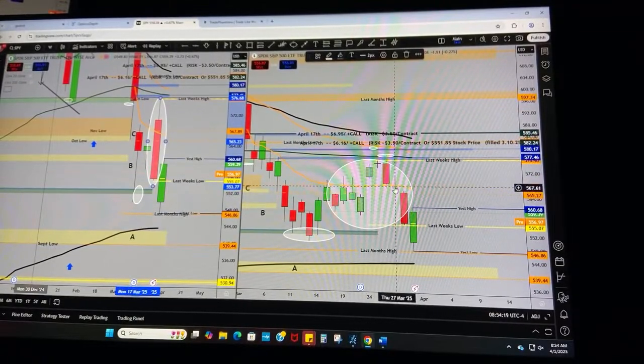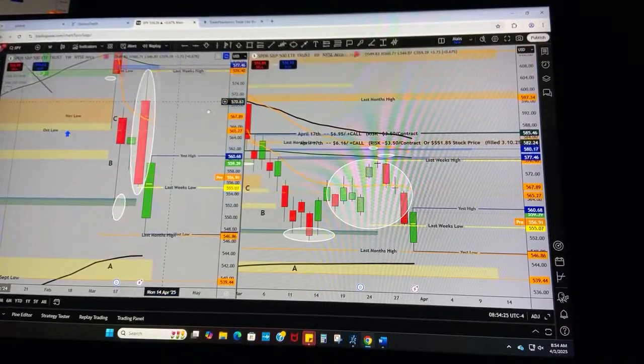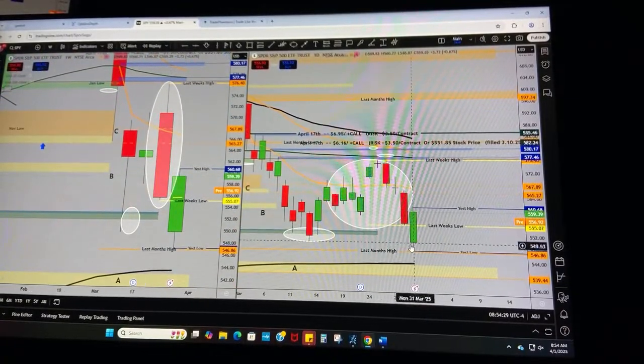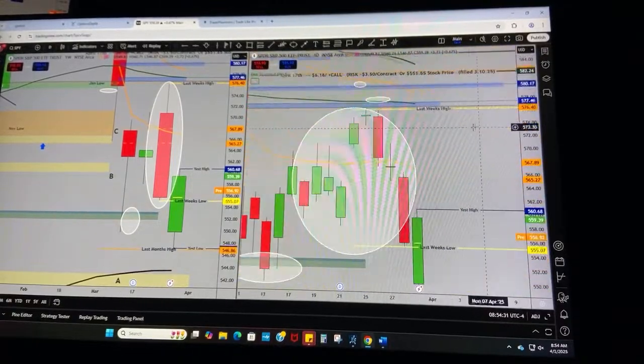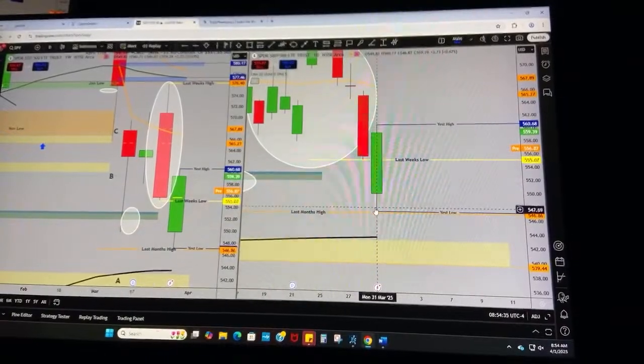Then we had Thursday and Friday, Friday mainly continuation lower. Now we did put in this weekly bar here that is pretty significant to the downside. We did gap down yesterday. If I zoom in on the daily, we closed there on Friday, we gapped down yesterday, and we flushed out just a little bit here.